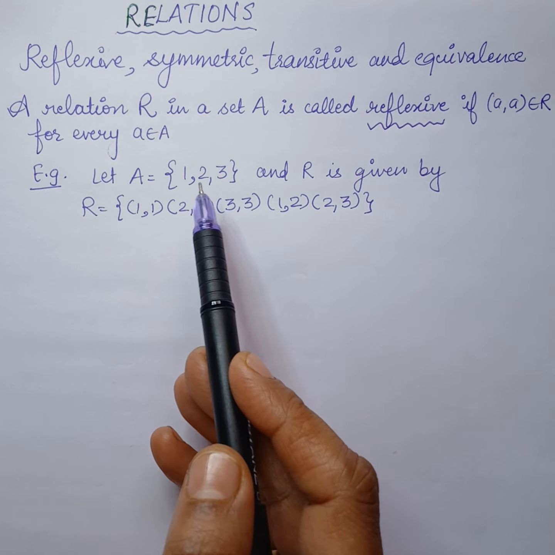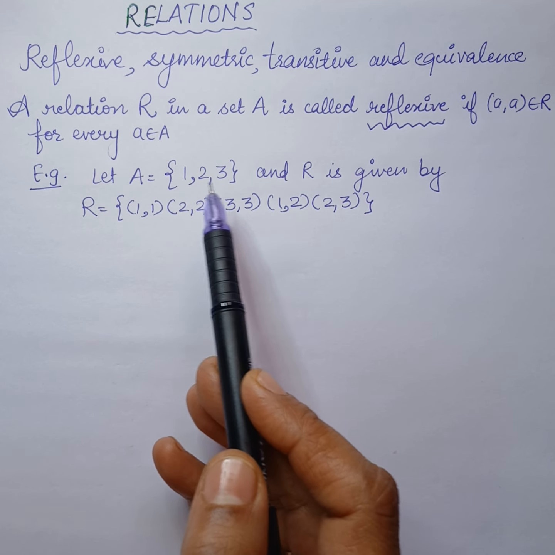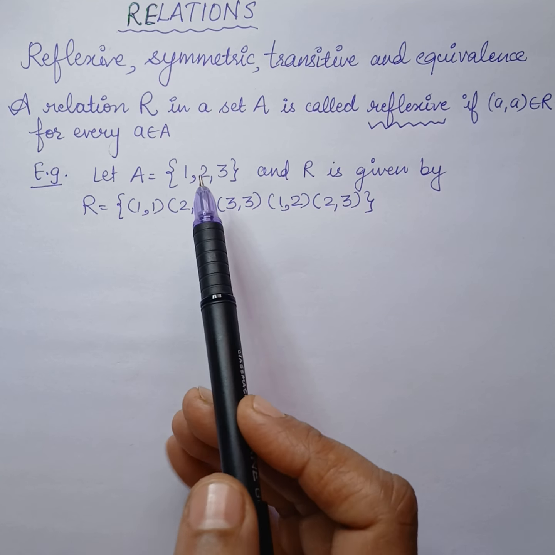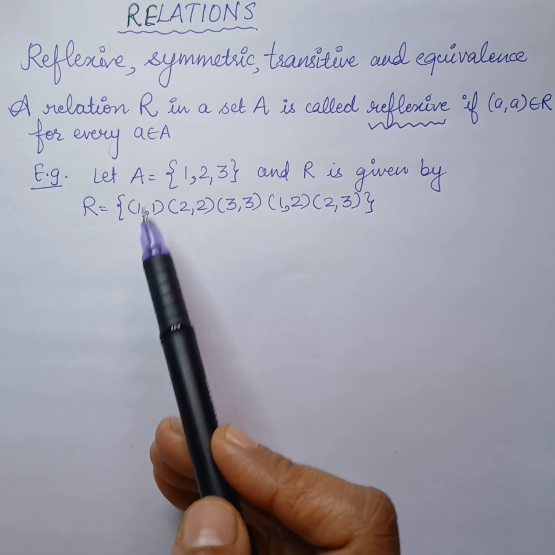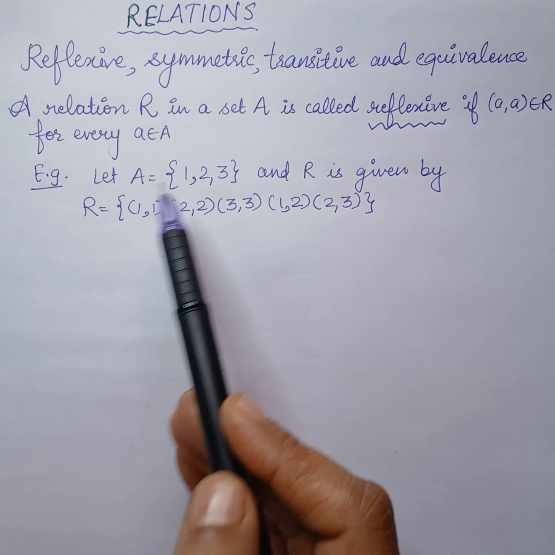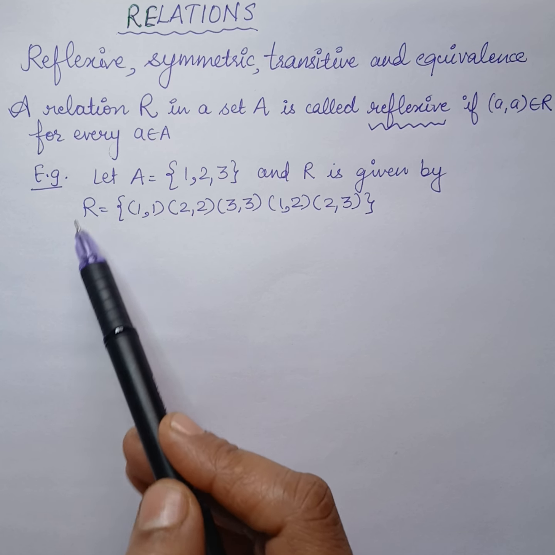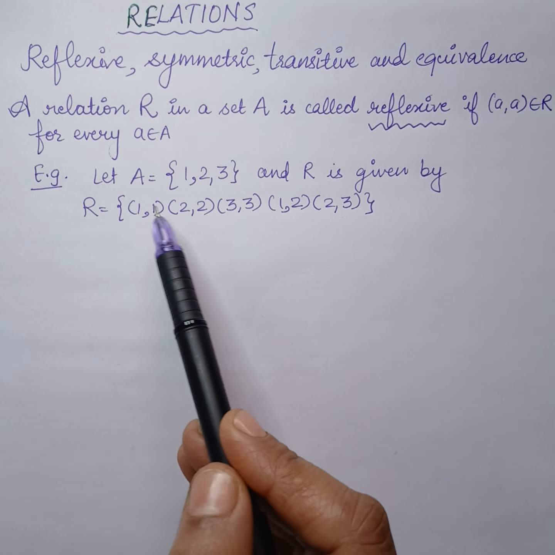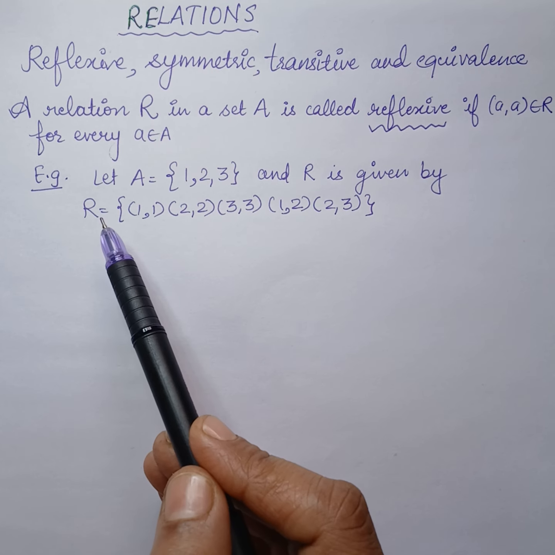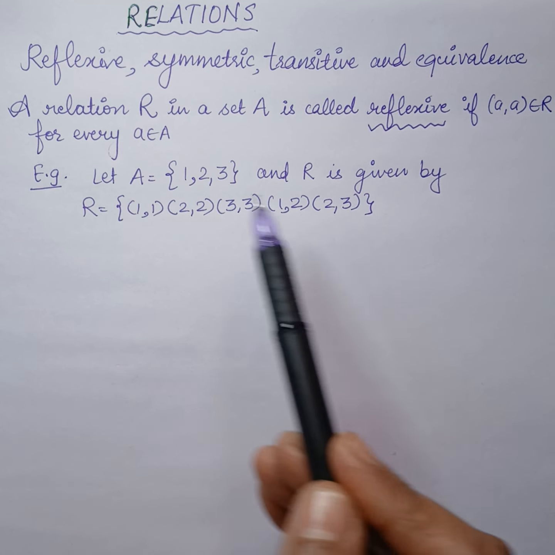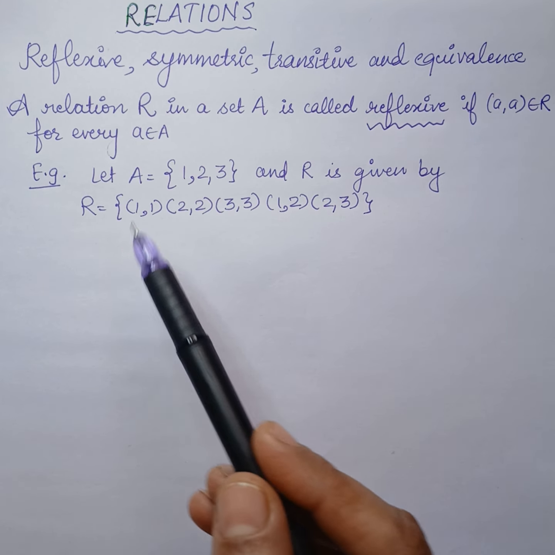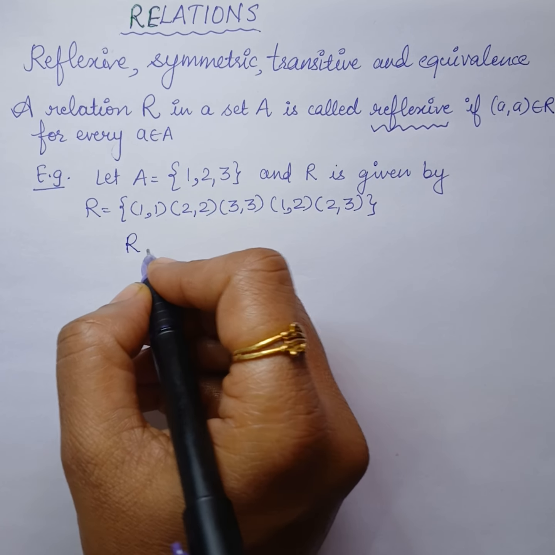If A is {1, 2, 3}, a set in which 3 elements are there, and R is given by this relation, then we have to check that for every a belongs to A, (a, a) should belong to R. Means if the element is there, then its duplicate should also belong to R. Like (1, 1) should belong to R. If 2 is there, (2, 2) should belong to R. If 3 is there, (3, 3) belongs to R. So this relation is reflexive as (a, a) belongs to R for every a belongs to A. So we can say that R is reflexive.